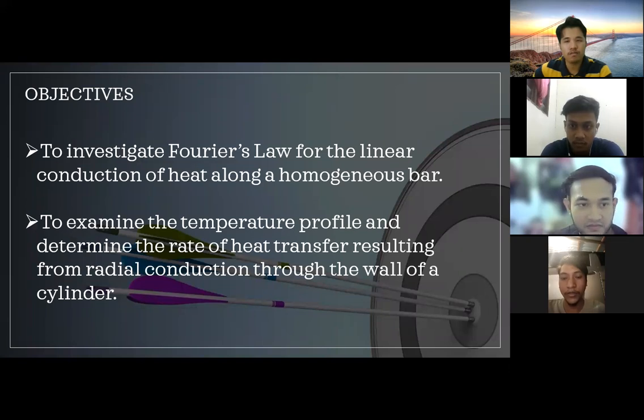The objective of this experiment is to investigate Fourier's law for linear heat conduction along a homogeneous bar. Next is to examine the temperature profile and determine the rate of heat transfer resulting from radial conduction through the wall of a cylinder. Next, I will pass to Ahmad Daniel.